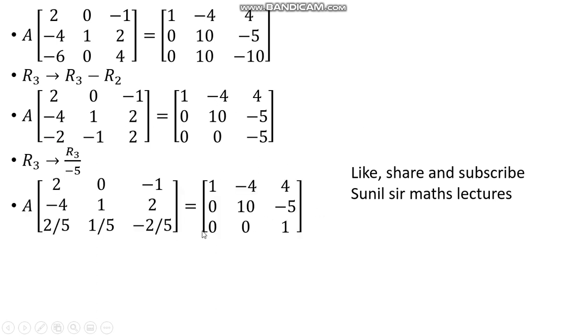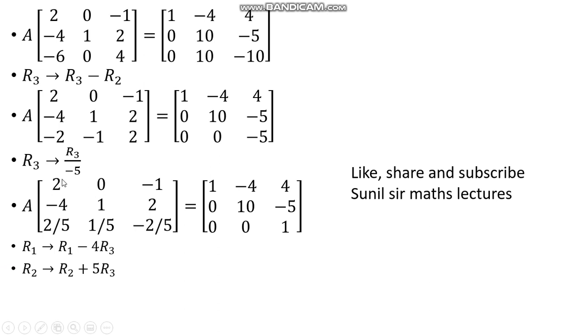Now we got the lower triangular elements 0. Now using this one I will make the upper ones zeros: R1 tends to R1 minus 4 R3, R2 tends to R2 plus 5 R3. Do the simplification, these two will become 0 and here on the left side there is a little complication. Let us see how it will become.